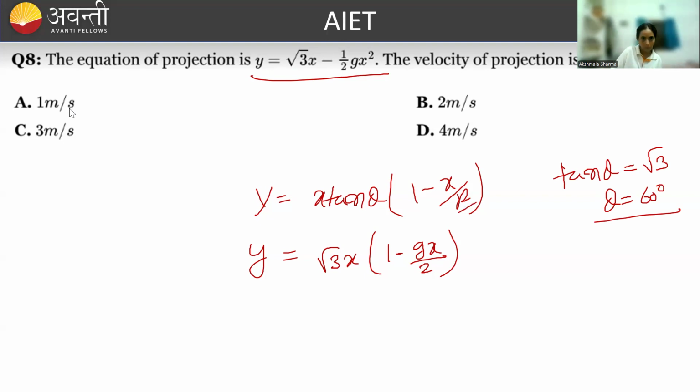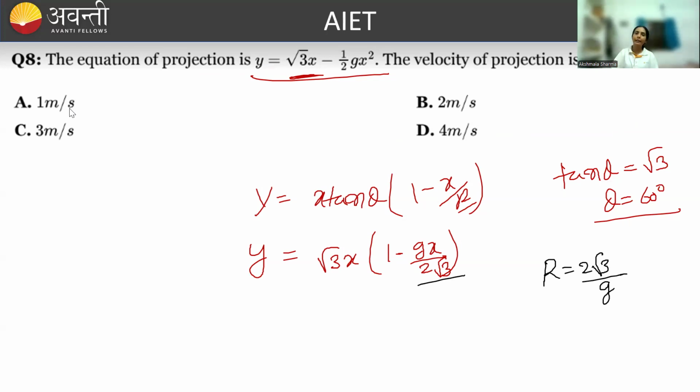Next thing, the r value is how much? If you look carefully, I took root 3x common here. So here root 3 will go. Correct? If I write it correctly, root 3 will go. It is like this. And the range here seems like 2 root 3 by g. Am I correct? I took root 3x common, so this will become 1 minus. Yeah, this is this. So range is this.